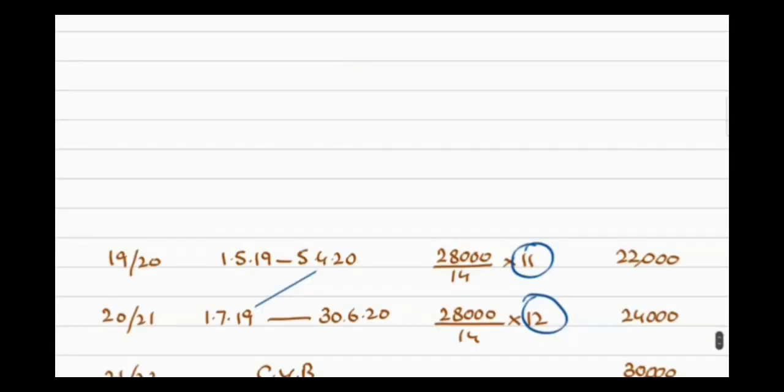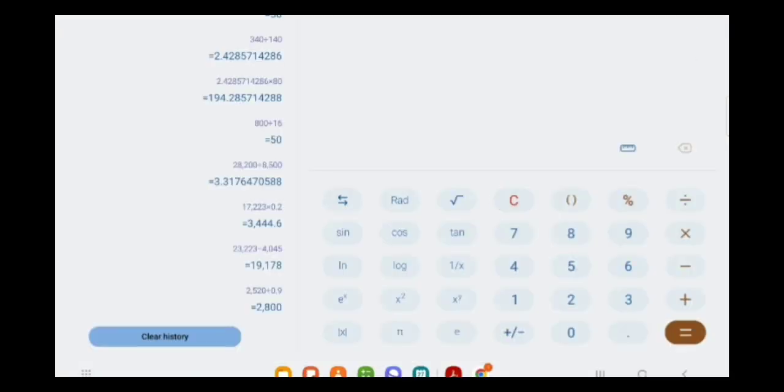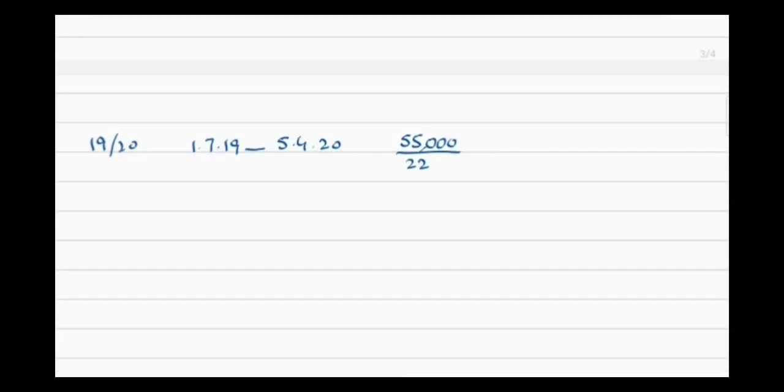So here we need to consider that business has been started on 1st July 19. If business is started on 1st July 19, the first tax year would be 1920 and the first tax year would be from 1st July 19 to 5th April 20. This is the period of again 9 months. So if 55,000 is a profit which is earned in 22 months, what is the profit that would be recorded in 9 months period? It will be 22,500 profit to be assessed in the first tax year.